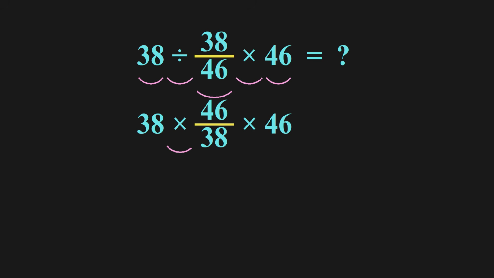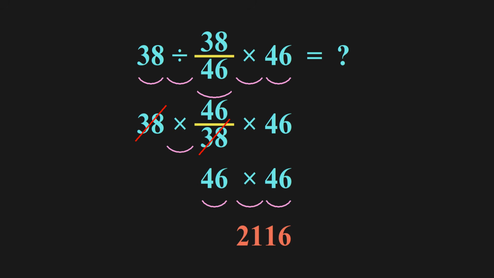First we do this multiplication. We can easily cancel this 38 and this 38, which gives 46. And here again, we have times 46. So here we have this 46 times 46, which equals 2116. And this is our final answer to this problem.